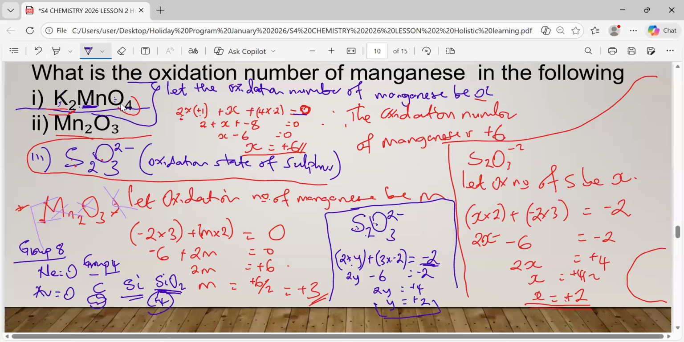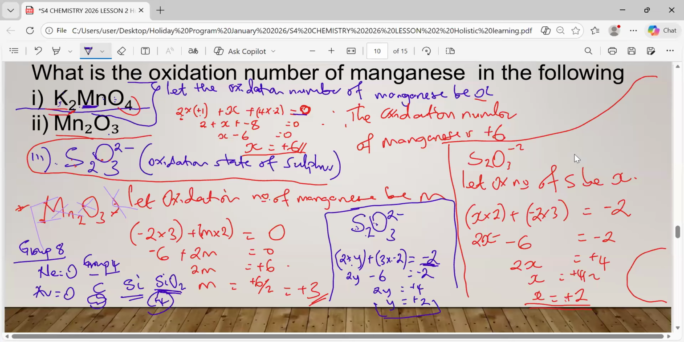This is coming from this. Number 1 and number 2 are called neutral compounds. They don't have any charge. We say that compounds without any charge are called neutral molecules, and the sum of their oxidation numbers we equate to 0. While for number 3, it is called a polyatomic ion. For such, we equate the sum of the oxidation numbers to its charge.